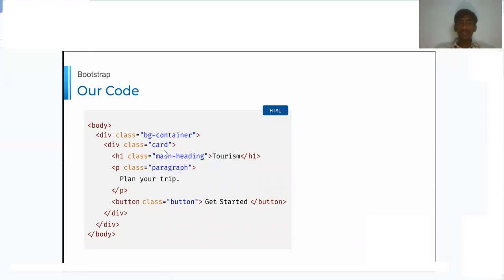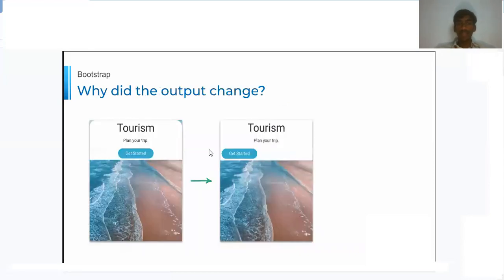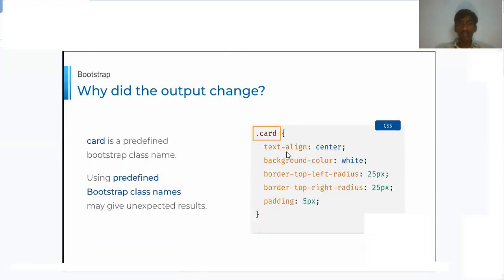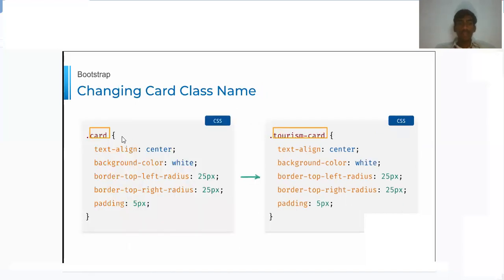Then I used a division as card, and this looks like this. Our plain page looks like this without border radius and anything. Here with the border radius it looks like a card, and the card has attributes like text align, background color, border top radius and border padding also.